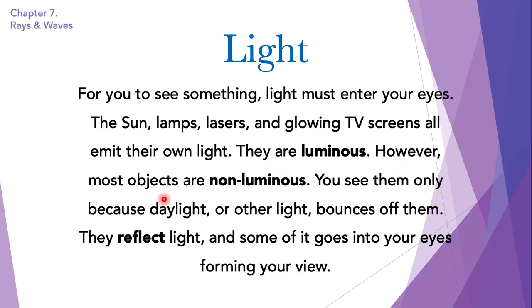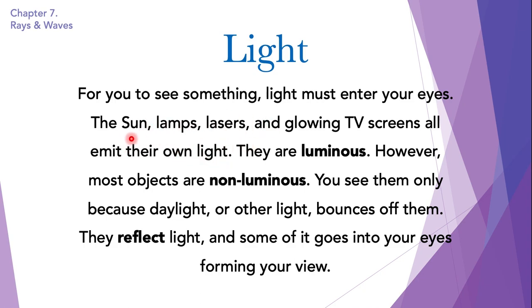However, most objects are non-luminous. You see them only because daylight or other light bounces off them. So these materials reflect light, and some of this reflected light goes into our eyes, which forms our view. Non-luminous objects are the things which need light to be bounced off of them for them to be seen. Most things, like solid objects, don't emit their own light. Almost everything is non-luminous except for lamps, lasers, glowing TV screens as well as the sun. These are luminous, they emit their own light.